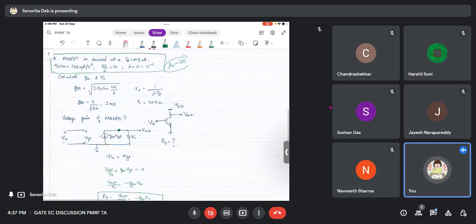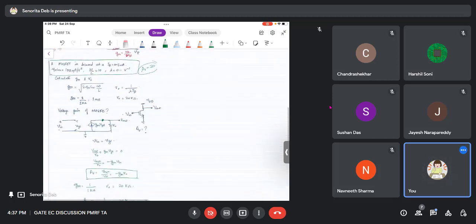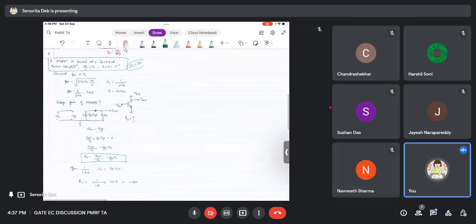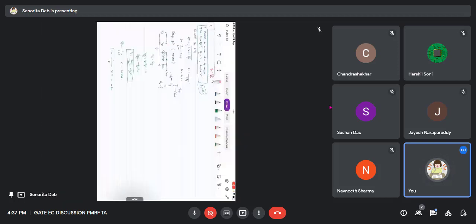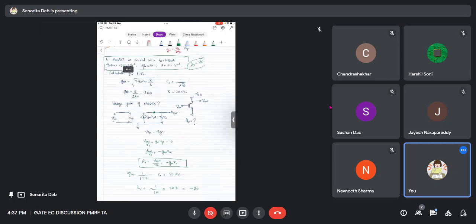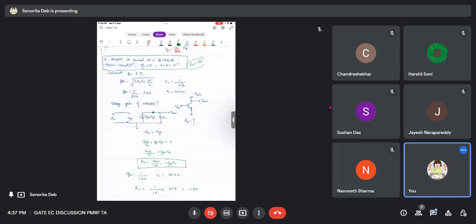Understood? So now just write it down and let me know when I have to go. I will proceed after that. Okay, just write it down. I hope it is visible.